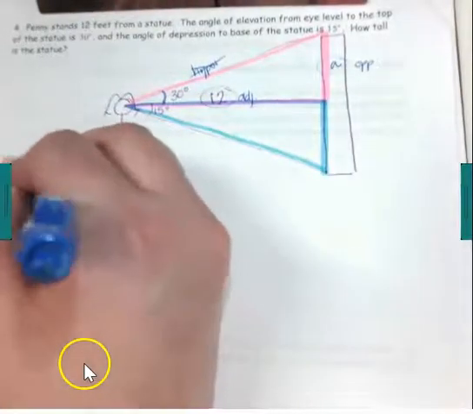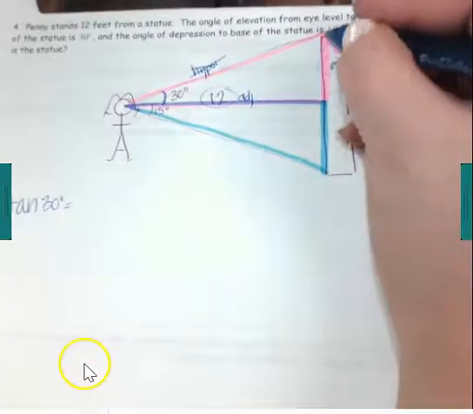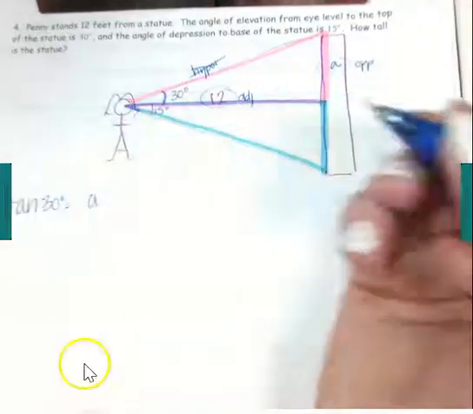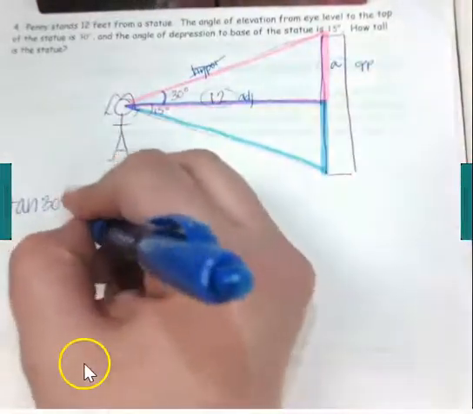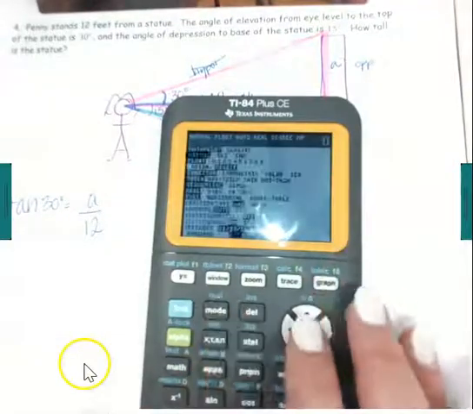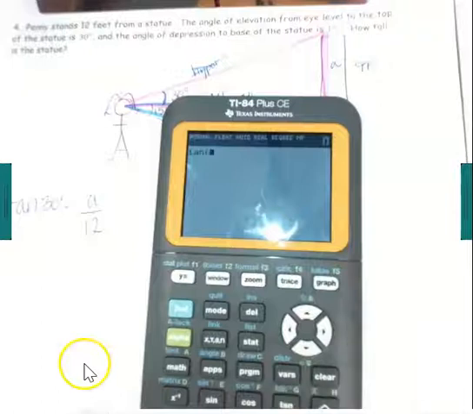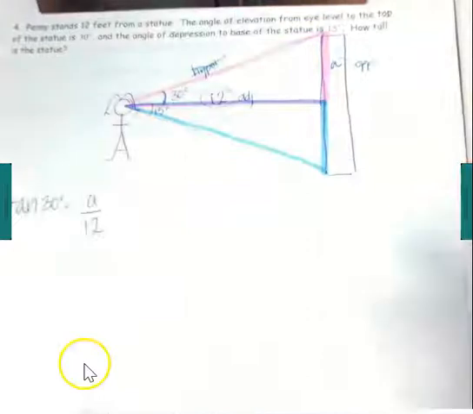So instead of sine or cosine, I want tangent. So I'd say tan of 30 degrees equals the opposite side, which is A, my unknown, over my adjacent side, which is 12. Then from there, remember your calculator should already be in degree mode. If it's not, fix it. Then you'd find the tan of 30 degrees comes out to 0.577.